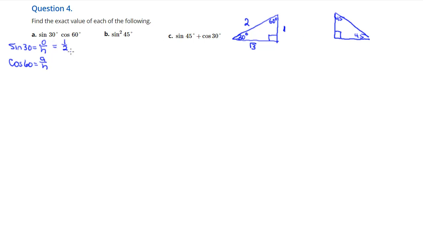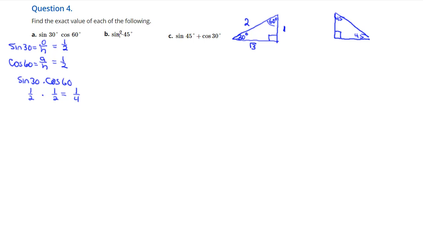The opposite over hypotenuse is 1/2. The adjacent for 60 is going to be 1, and the hypotenuse is still 2, so that's also going to be 1/2. And so if I do sine 30 times cosine of 60, it's going to be 1/2 times 1/2, or 1/4.